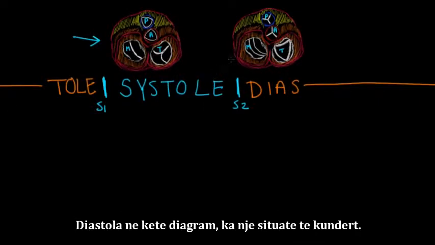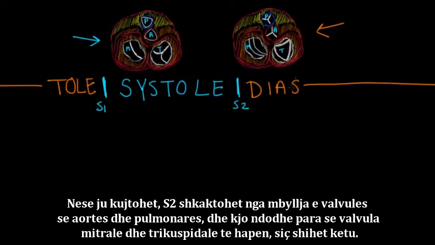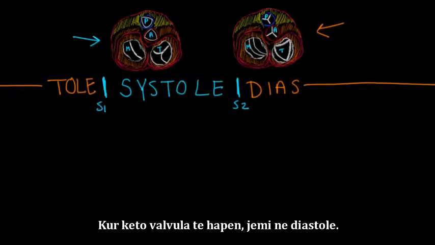Now in diastole, in this diagram, we have the opposite situation. So now the aortic and pulmonic valves are closed, but the mitral and the tricuspid, labeled M and T, are now open. And if you remember, S2 is caused by the closing of the aortic and the pulmonic, and so that'll occur just before the mitral and tricuspid open, as seen here. And when those valves open, you're in diastole.